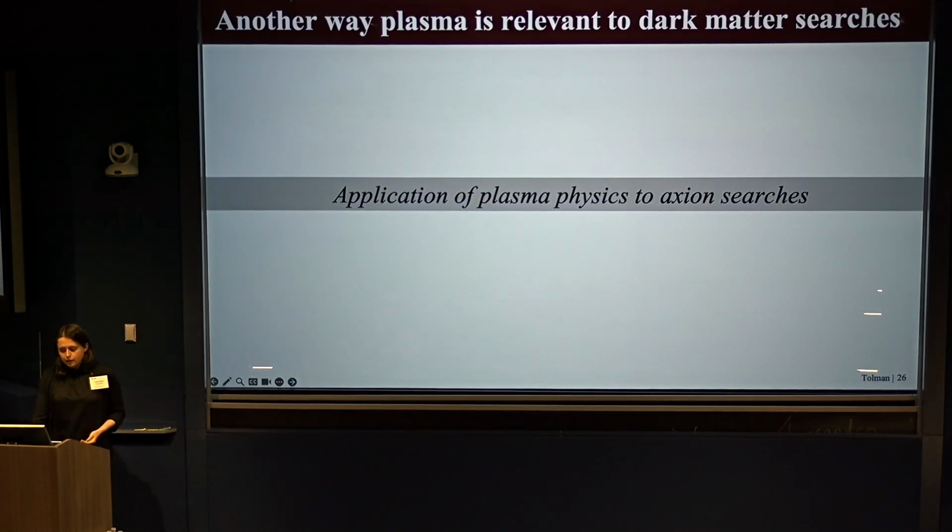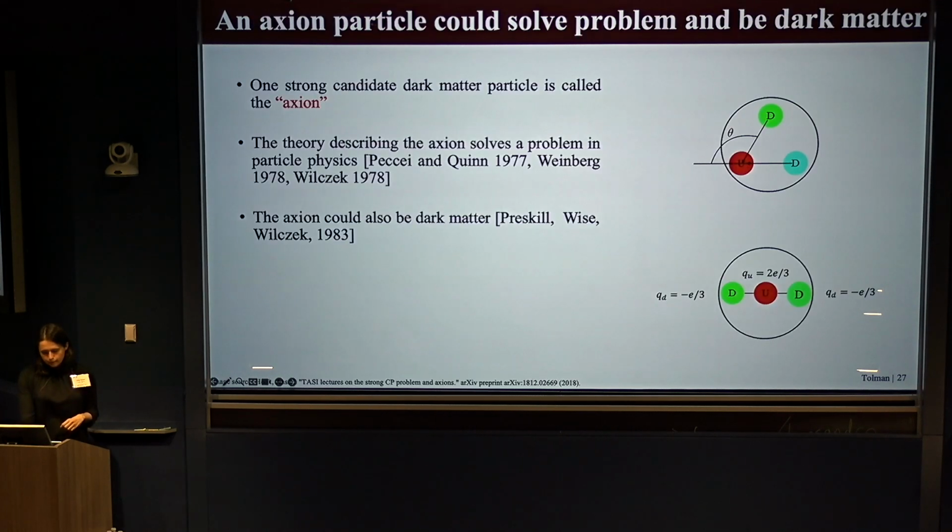All right. So we've discussed the first way that plasma physics is relevant to dark matter studies. Now we'll discuss another way plasma is relevant to dark matter searches. And this is the application of plasma physics to axion searches. So one very strong and at the moment quite popular candidate for dark matter is a particle called the axion. The axion is very well motivated because it could potentially solve a problem in particle physics.